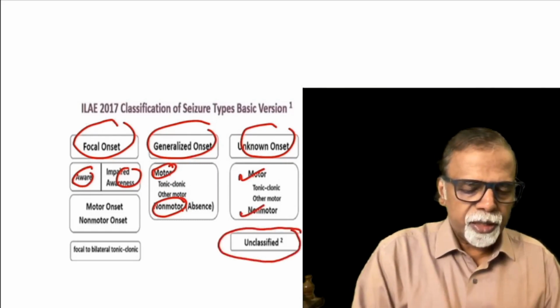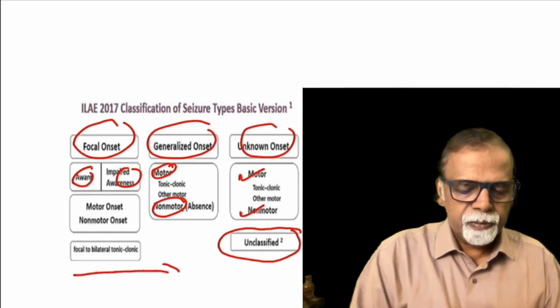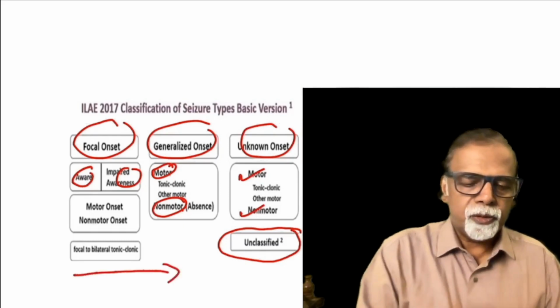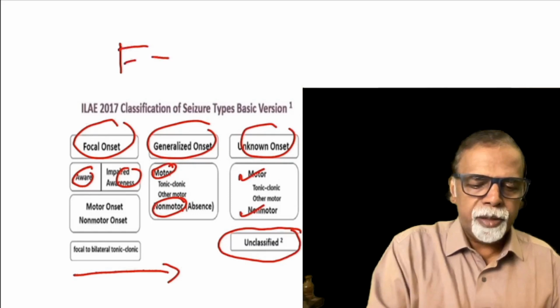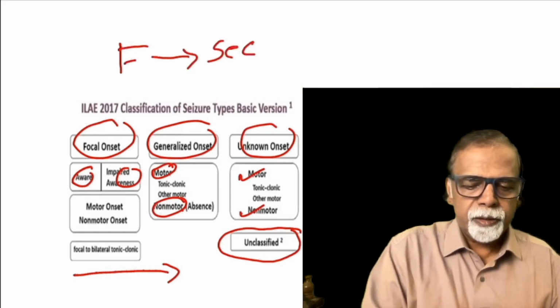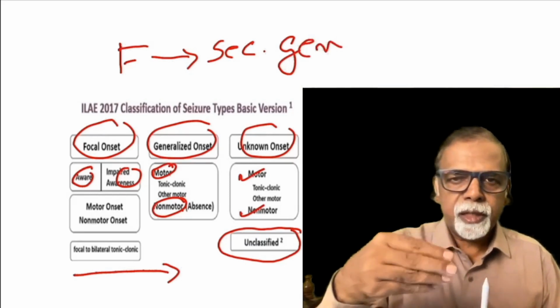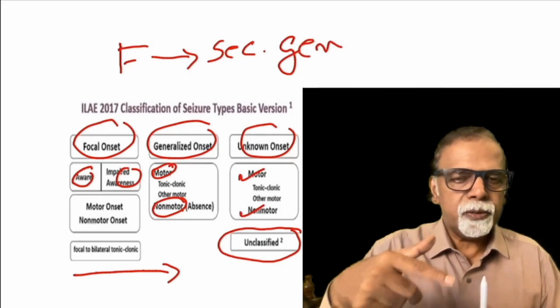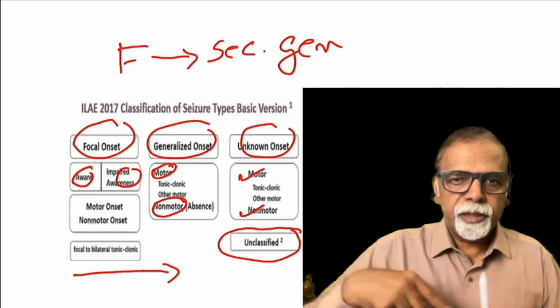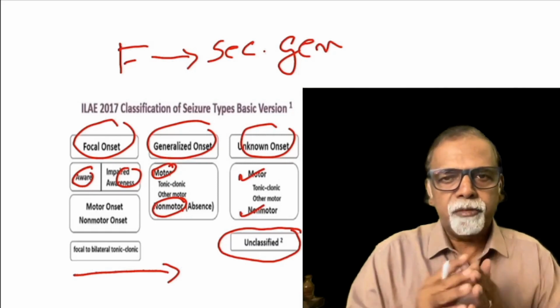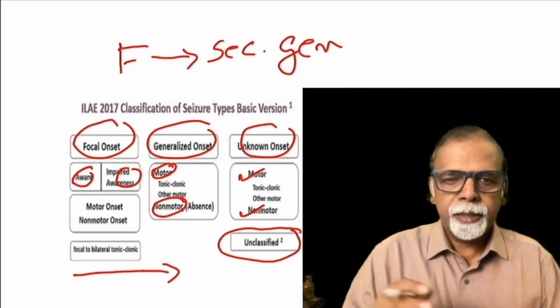Sometimes the focal seizure can spread and become generalized. So it is focal becoming secondarily generalized. So I will explain once more. A focal seizure can start in the hands like this. It spreads to the upper limb and face and then goes to the other side. It is called focal becoming secondarily generalized.